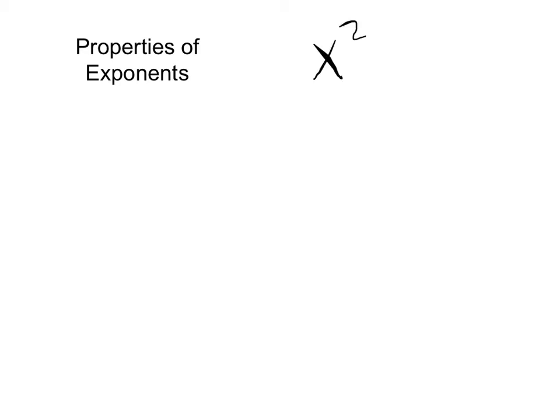If you had x squared, the exponent of this would be the 2. 2 is the exponent. We're squaring it. Now let's think about what x squared actually means. X squared means x times x.